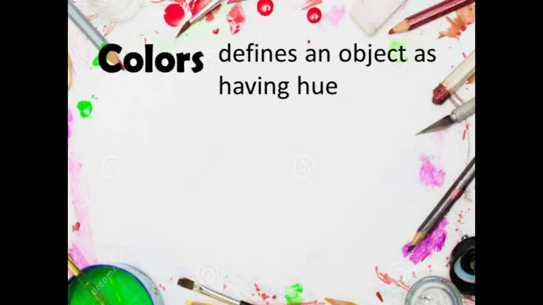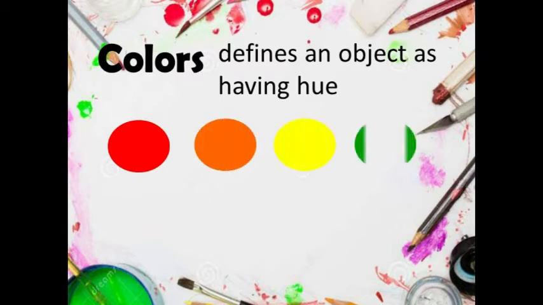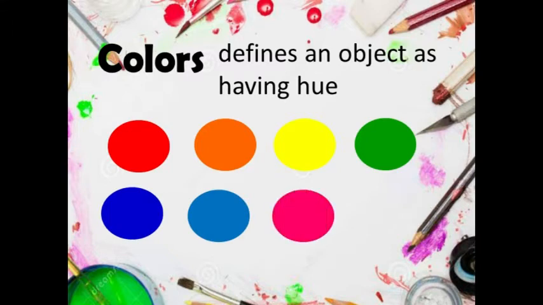Color defines an object as having hue. And these are the examples of colors. We have here red, orange, yellow, green, blue, sky blue, pink, and violet. And there are a lot of colors that we can see. This is just a few examples.